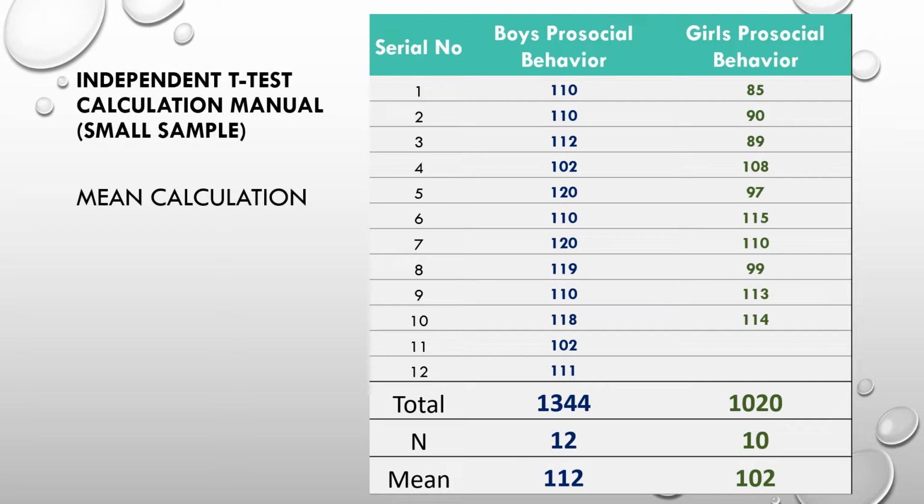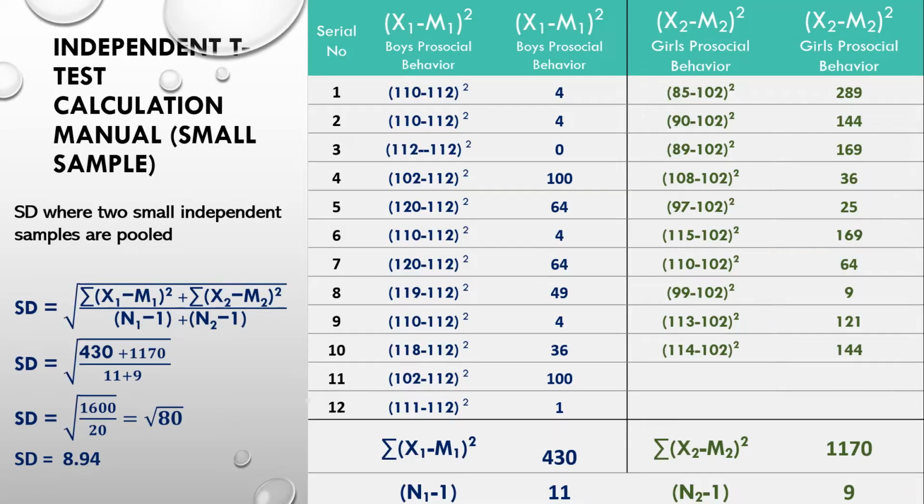So boys versus girls. First we calculate the total and then divide by n to calculate the mean value for both sets of scores. The mean value for boys is 112 and for girls is 102. After calculating the mean, we calculate the standard deviation, or in this case the pooled standard deviation for the pooled sample.